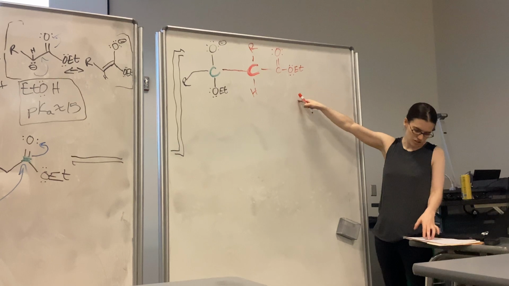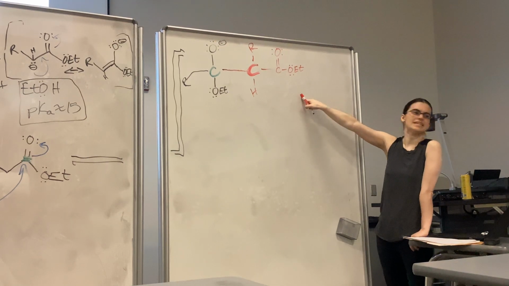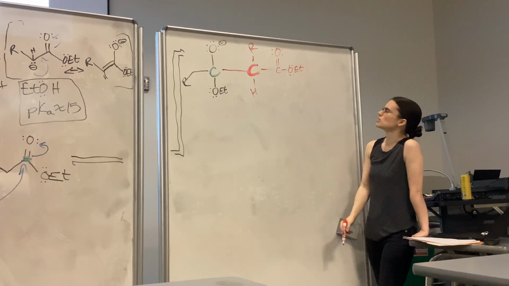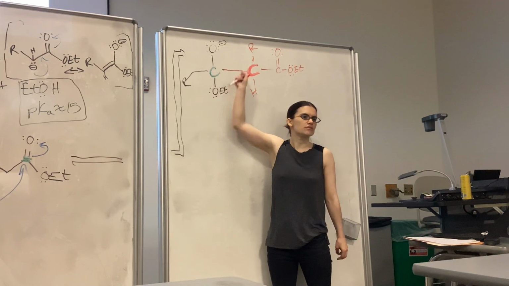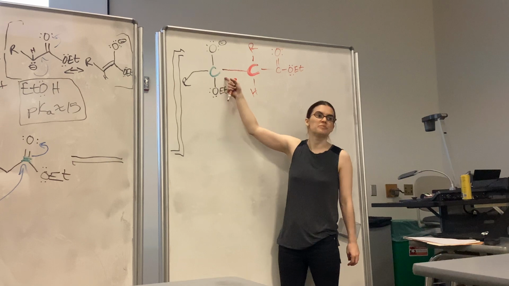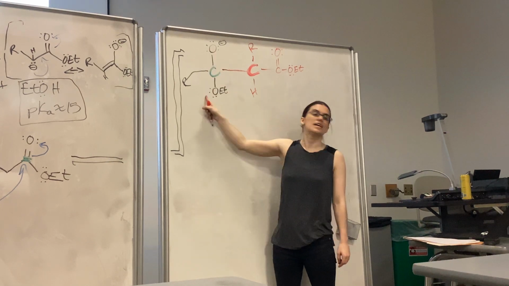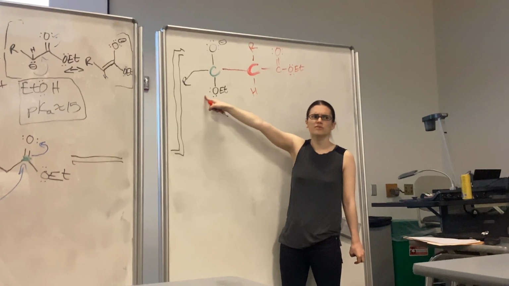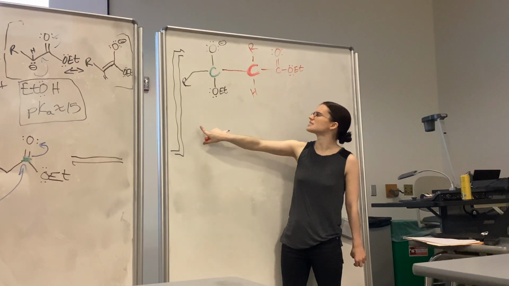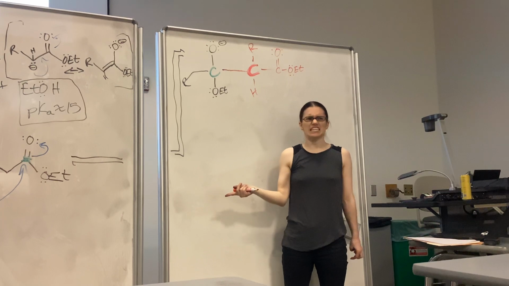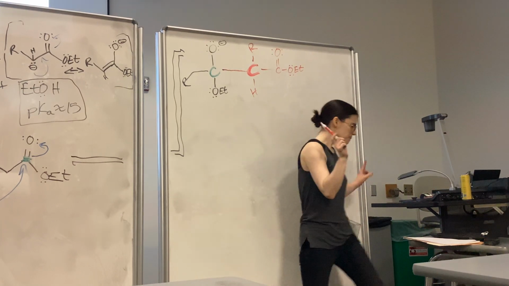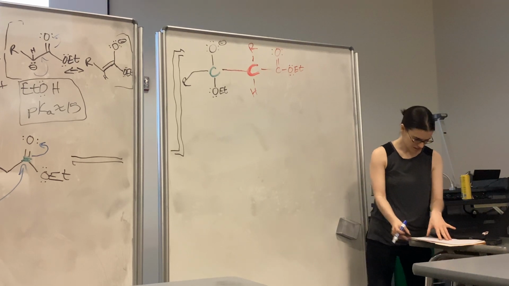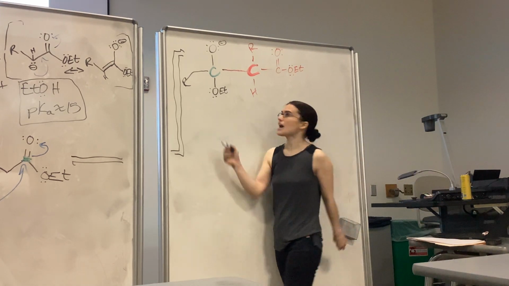All right, so we have this. This is our tetrahedral carbonyl addition intermediate, right? Whenever we add something to a carbonyl, we get this tetrahedral carbon, and we know that's an intermediate because we've got a CO and a CO. So we've got two CO single bonds. One of them's probably going to go, right?